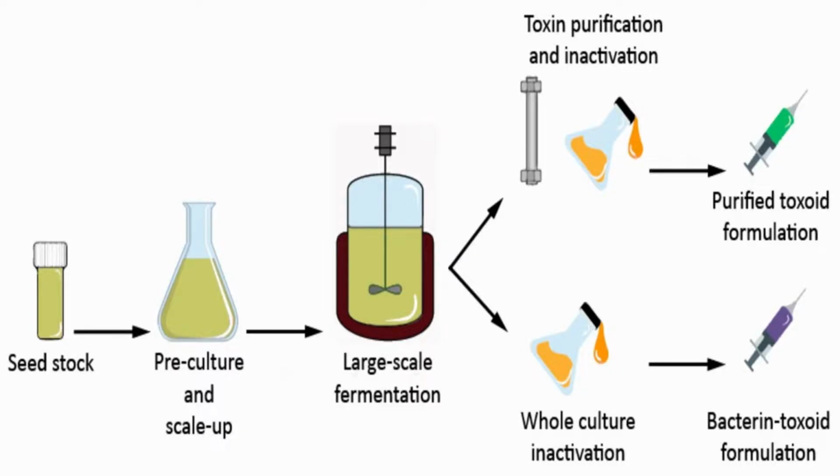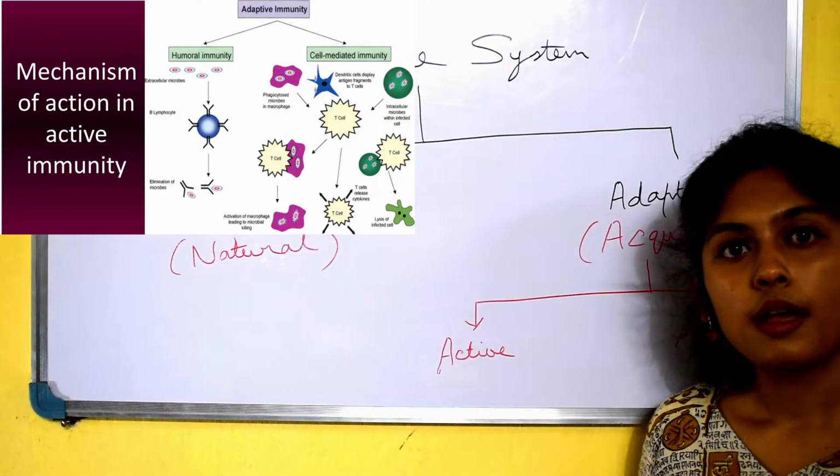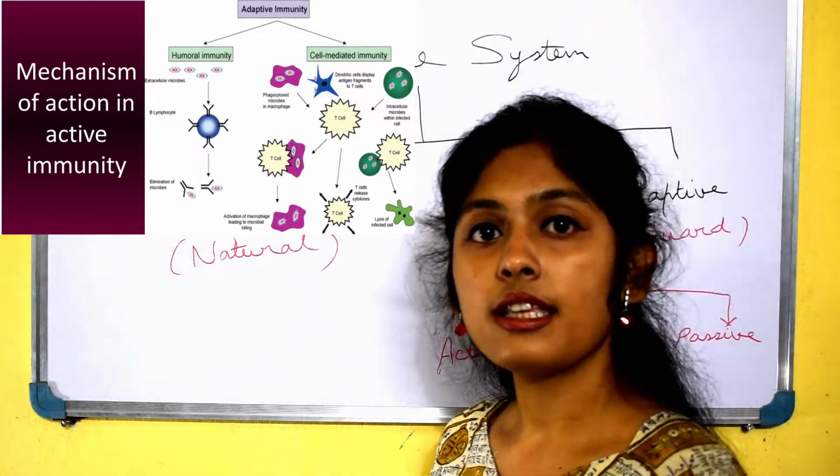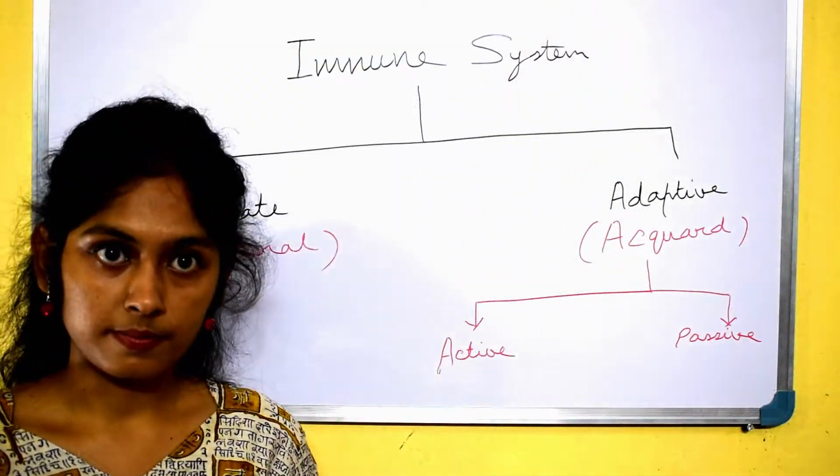Then toxoids are preparations of bacterial exotoxins inactivated by formalin, like formol toxoids, or by alum, APT. They retain immunogenicity but lose toxigenicity. Now, the mechanism of action in general of active immunity.